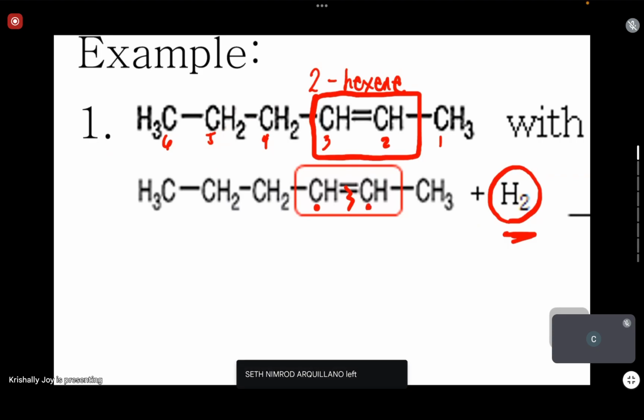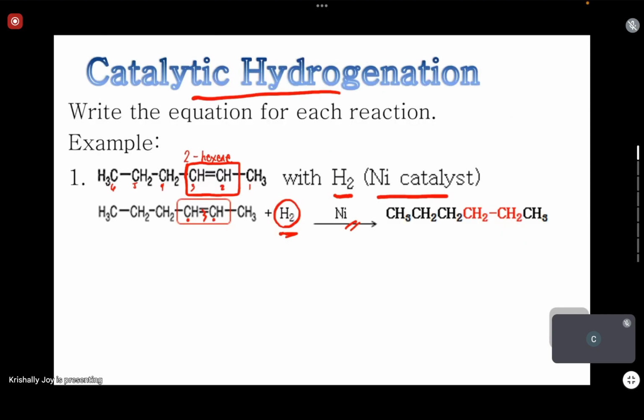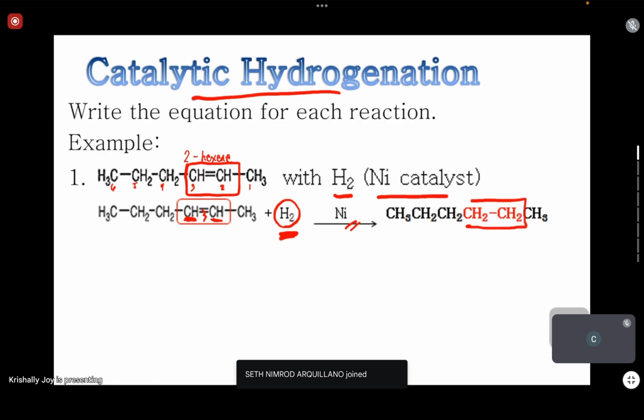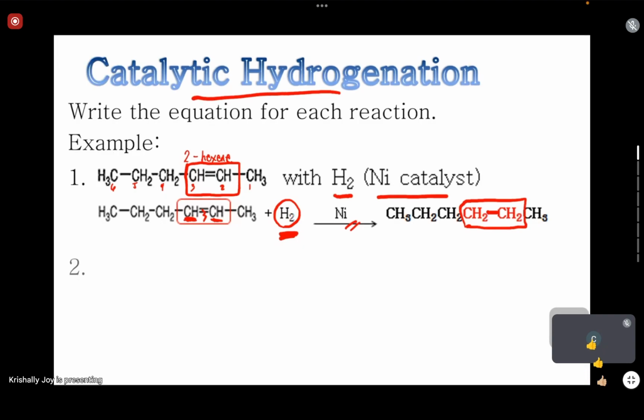So each of these carbons will now become reactive. They will now accept the incoming hydrogen electrophile. So dagdagan mo dito ng isang hydrogen, dagdagan mo din dito ng isa pang hydrogen. Okay, that's why tingnan niyo yung highlighted portion, naging CH2, CH2, single bond na. Kasi di ba we initially break the pi bond. Can you show a thumbs up if you understand catalytic hydrogenation? Okay. Sige.